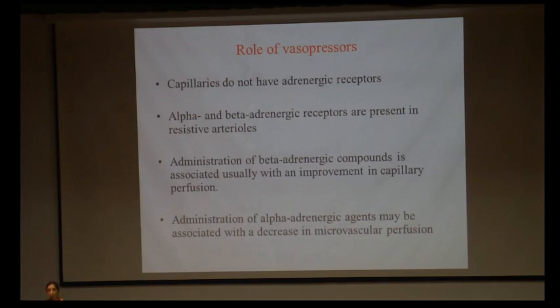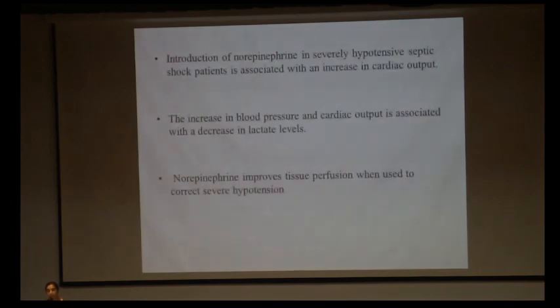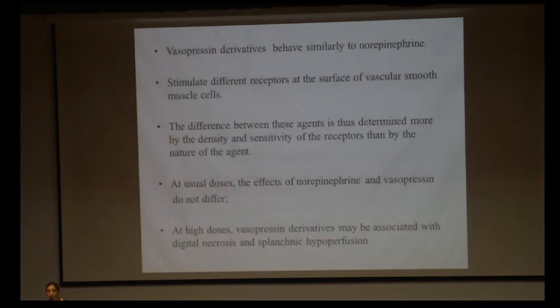As we know, the alpha and beta receptors are present in the arterioles, and the beta action helps in improvement of the capillary perfusion, and overaction of the alpha receptors results in a decrease in the microvascular perfusion. Noradrenaline is the drug of choice, and is found to increase cardiac output and reduce lactate levels. Vasopressin derivatives also behave in a similar way. In lower doses, vasopressin and norepinephrine have similar action, but as we increase the dose, vasopressin derivatives may also be associated with complications like digital necrosis and hypoperfusion.